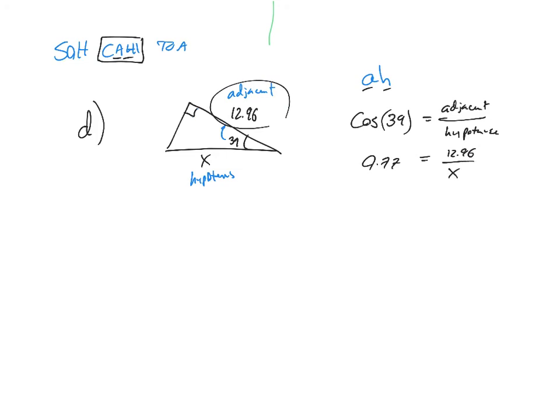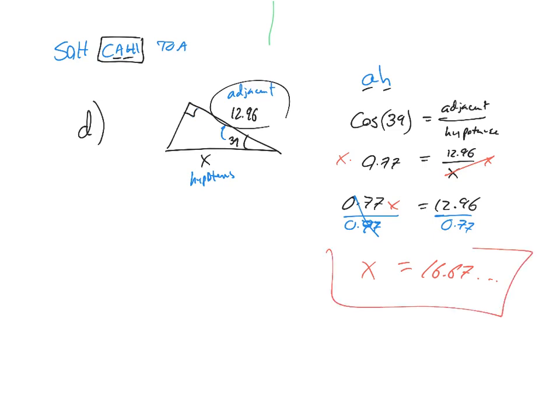The only difficulty here is the x is in the denominator. So multiply both sides by x so they cancel. You get 12.96 equals 0.77x. And then to get rid of the 0.77, divide by 0.77 on both sides. These cancel out of here, and you're left with x is 12.96 divided by that answer. We should get 16.67. Cool? All right, try that out.